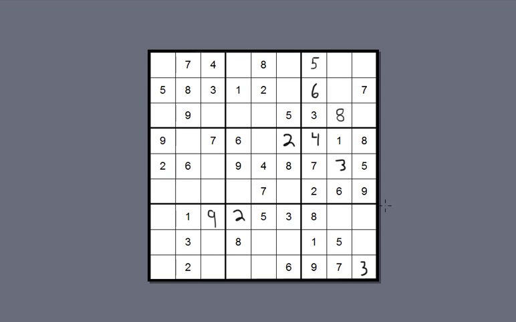Now we have enough information to infer something in our far right box, in the bottom right. We have a 2 that can't go in either one of these squares.